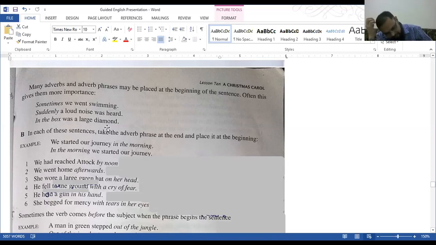Exercise B. In each of the sentences, take the adverb phrase at the end and place it at the beginning. For example, we started our journey in the morning. In the morning, we started our journey.